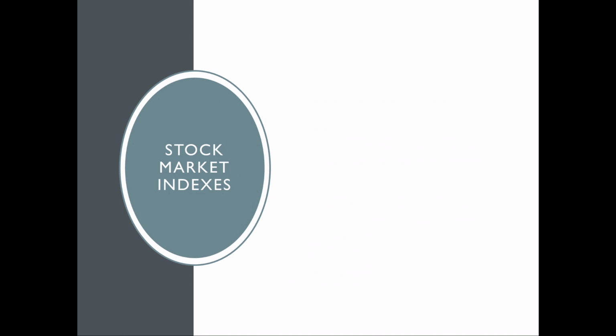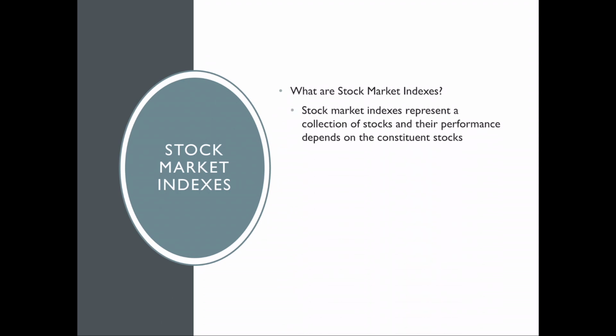Moving forward to stock market indexes. So what are stock market indexes? Stock market indexes represent a collection of stocks, and their performance depends on the constituent stocks. Some examples of what makes up the market include the Dow Jones Industrial Average, the S&P 500, and the Russell 2000, which deals with small-cap stocks. You have the Nikkei, the Tokyo index, and you also have the FTSE, which is another foreign index, but these are just examples of different stock market indexes.